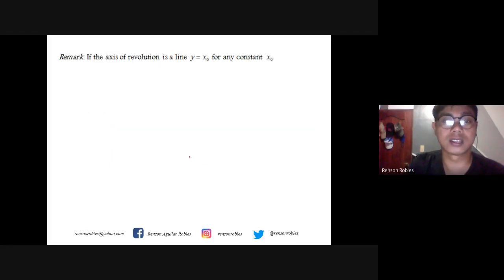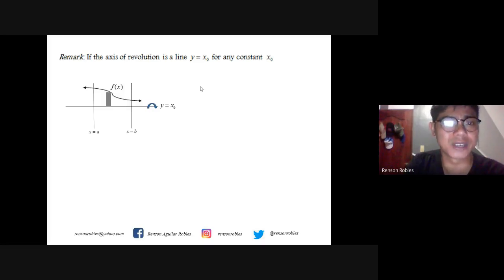Okay, and then now, what will happen if the axis of revolution is no longer the x-axis? In this case, that's y equals x naught, or y equals x sub 0. Okay, so let us consider this one. If this is no longer the x-axis, then by following the y upper, y lower, this is your r.